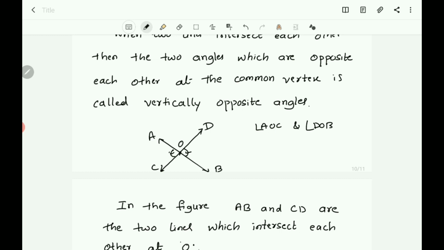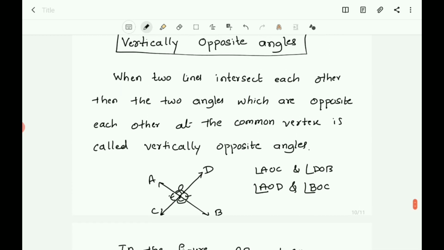They are opposite to the vertex O. That is one pair of vertically opposite angles. Again you will have one more pair. See here, angle AOD and angle BOC. They are also opposite to each other at the common vertex, and that pair is also called a pair of vertically opposite angles.